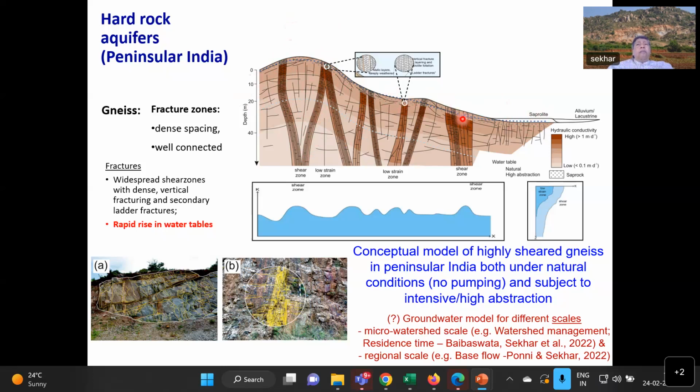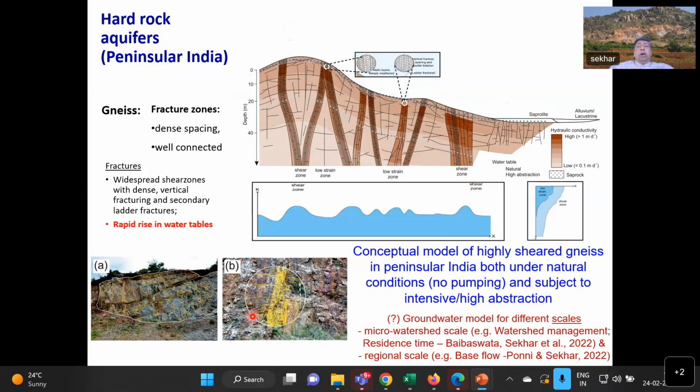And then you have a saprolite. Saprolite means a weathered zone, weathered from the parent rock. And then you have a fissured zone where you have fractures. And then you have a very tight rock, probably with very few fractures. If you see a cartoon here, you will see how the fractures are occurring. This is a cut section in a mine nearby.